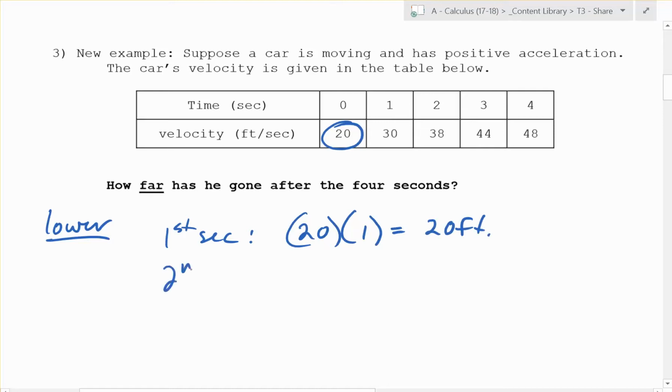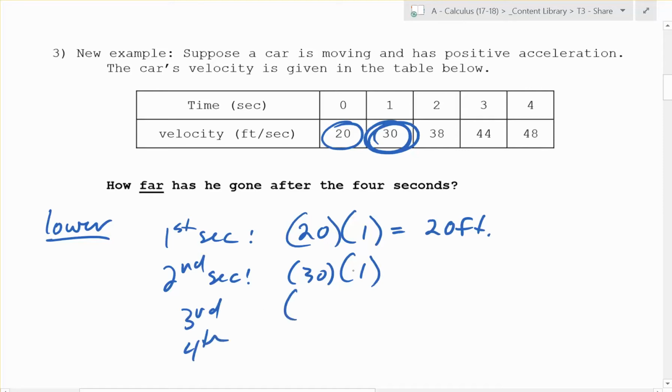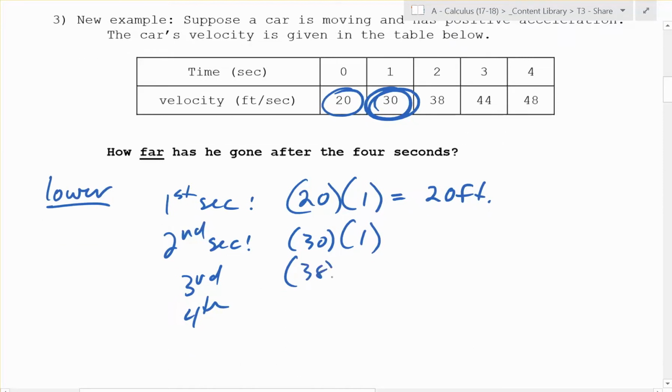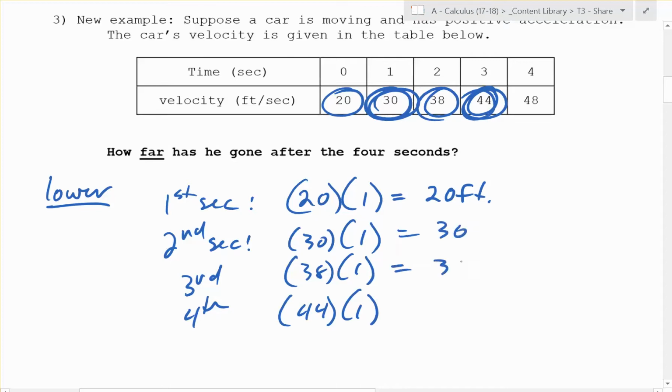In the second second, we do something similar. We assume the lower value, which is 30, and it goes from 1 to 2, so it's 1 second again. Then the third is 38 for 1 second, and the fourth is 44 for 1 second. We're assuming the lower estimates here, and since each interval is 1 second, the multiplication is nice and straightforward. When you add this up, you end up with 132 feet as our lower estimate.